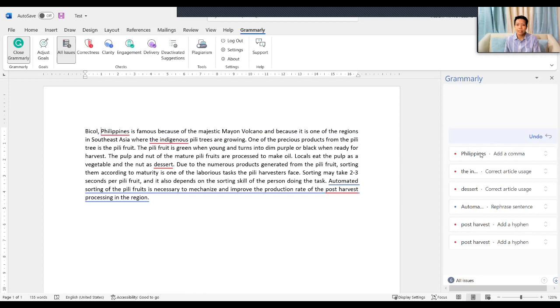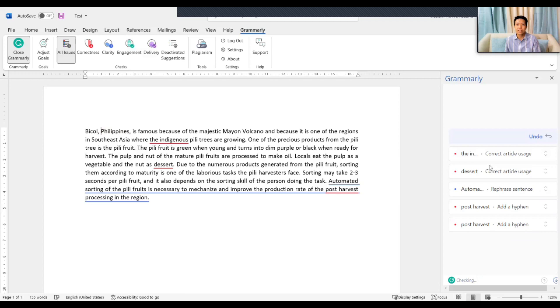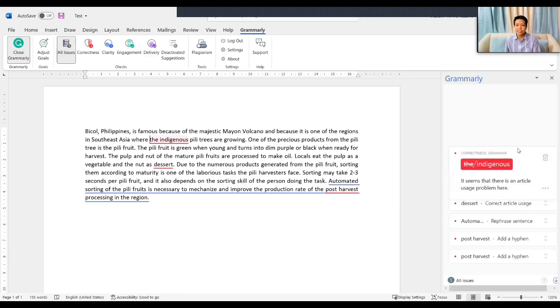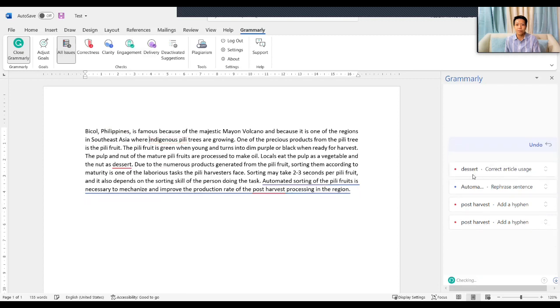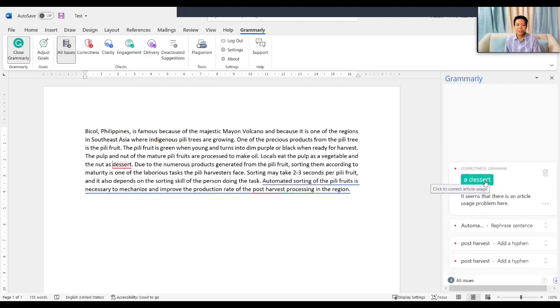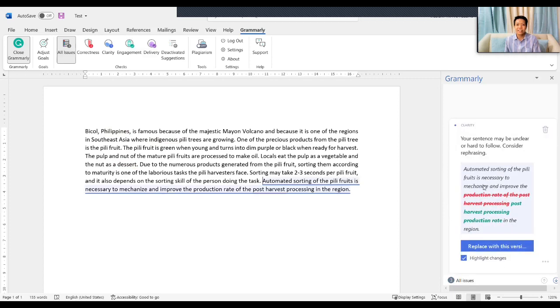Next, Philippines is underlined in red, meaning there's something missing. The punctuation is missing, which is a comma. So let's click the correction. Next is "indigenous." The article "the" needs to be eliminated, so let's remove that one. And "dessert" needs an article, which I missed out, right? So "a dessert." Next, the last statement needs rephrasing.